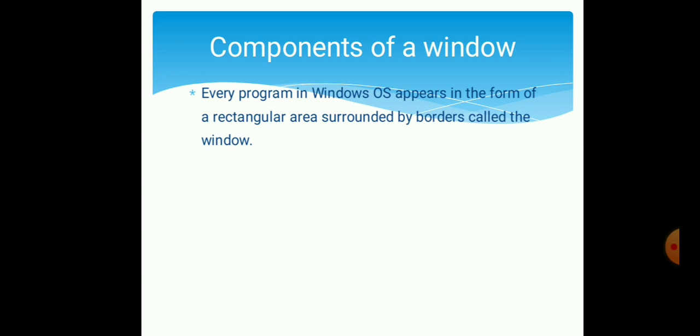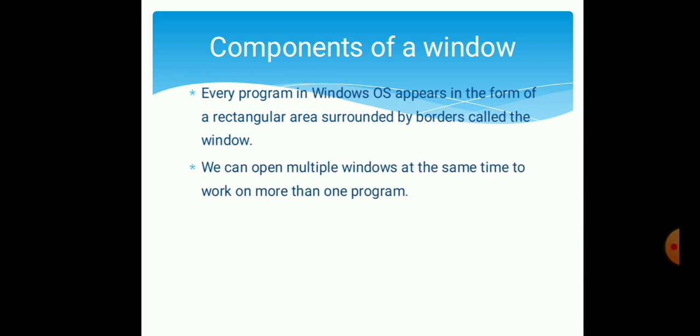Before going into the components of a window, let us see what a window is. Every program in the Windows operating system appears in a rectangular shape. On the monitor, if you open the Paint program, it is displayed in a rectangular area. That area is surrounded by borders, and that is called a window, isn't it? So the Paint program has a rectangular shape, and the edge of the Paint window is called the border.